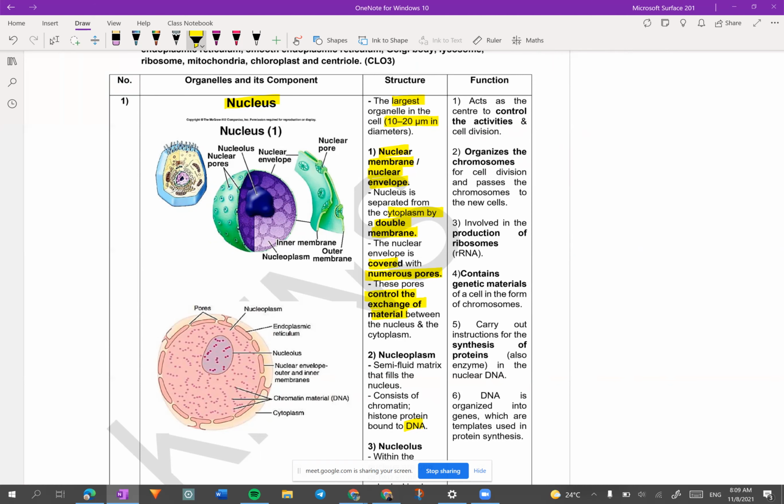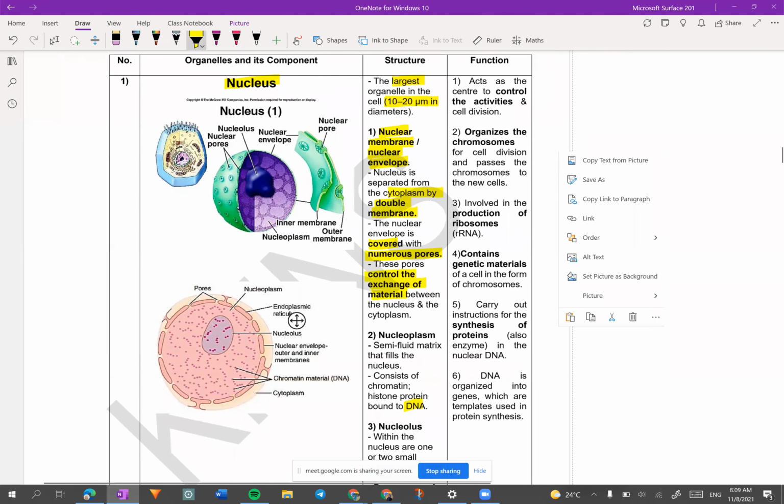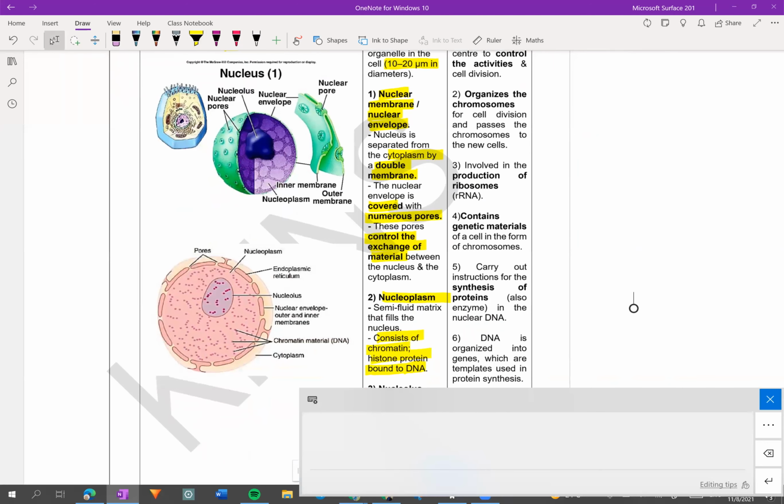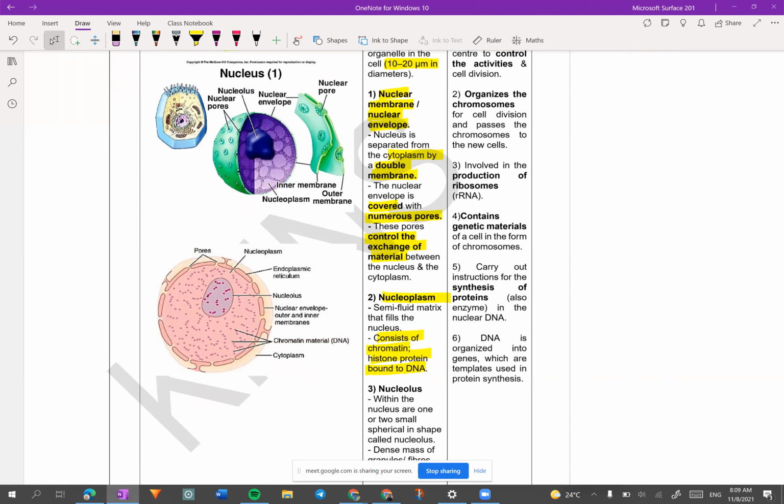And then, they have also the nucleoplasm, which consists of chromatin, histone protein, and that bound to DNA. Okay, here you need to remember what is histone protein. Bukan remember lah. Here I just want to revisit apa tu histone protein. Anyone remember? Anyone can guess?